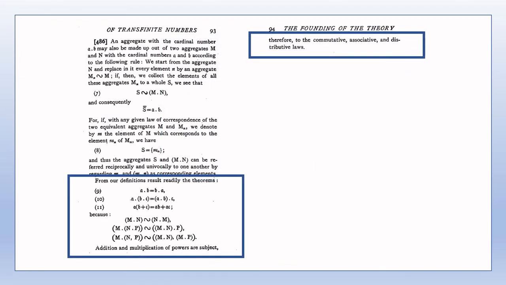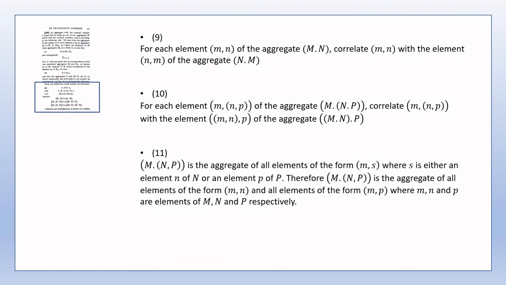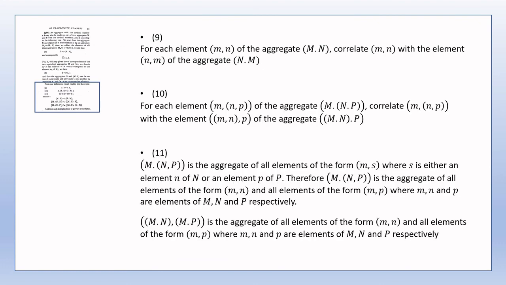Points 9, 10 and 11 show that multiplication of cardinal numbers is commutative, associative and distributes over addition of cardinal numbers. Although full proofs are not given for these, Cantor gives brief justifications for these properties. Outlines of the details of the proofs of each of these 3 points will be shown on the screen. For point 11, it suffices to merely consider the descriptions of the aggregates.